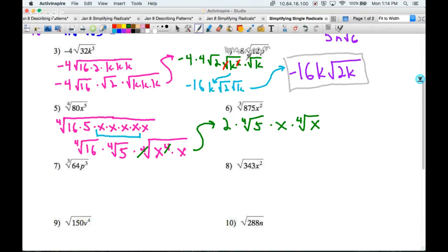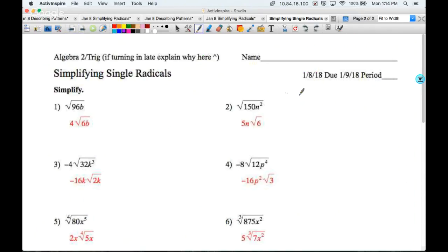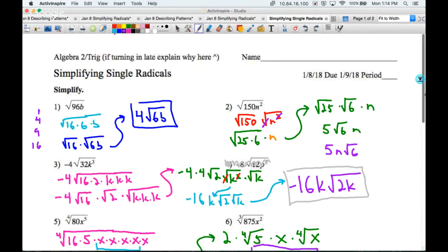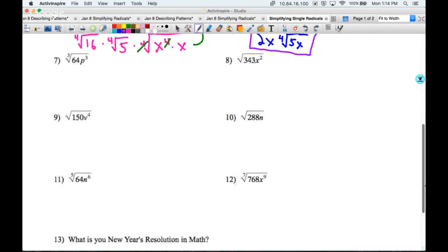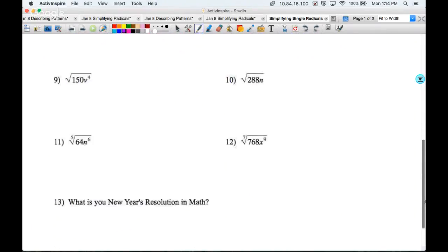All right, let me rearrange this so that everything that's underneath the fourth root is together. This will become 2x, fourth root, 5x. Put a box around that. And let's see, that's for number 5. Let's just see if that's right. 2x, fourth root, 5x, yep. Okay. Let's look for one more hard one.